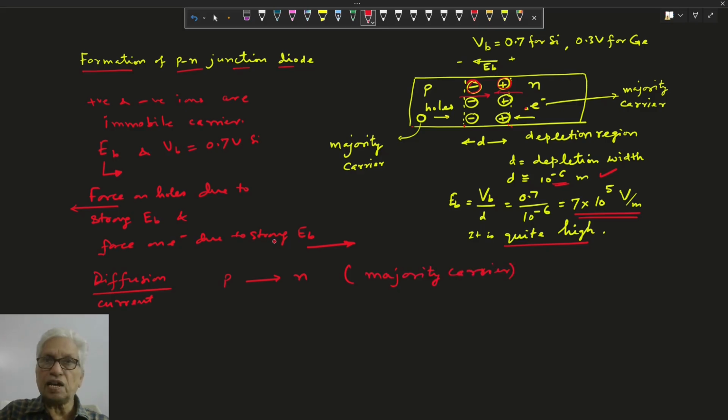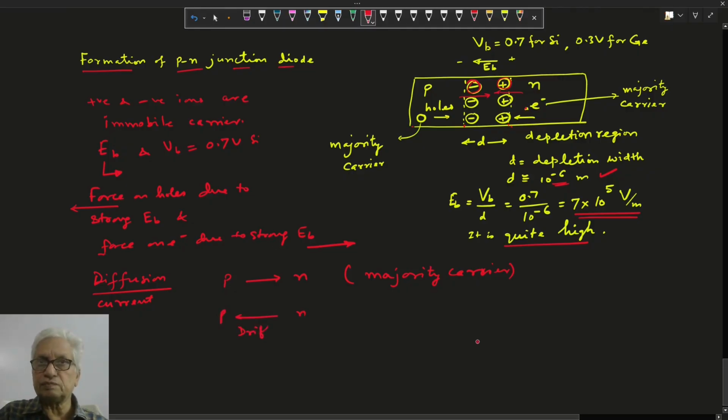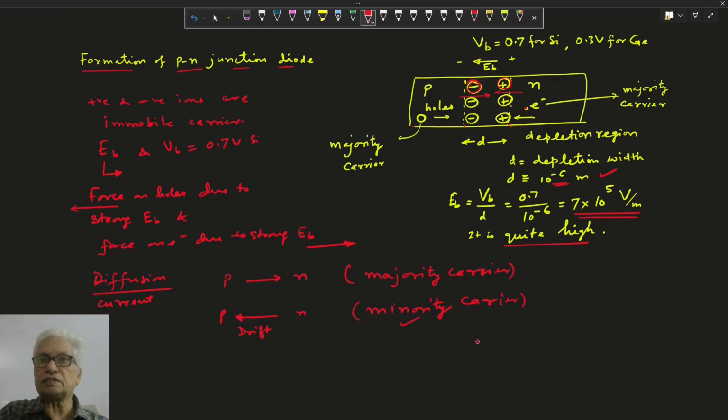Now from the N side to the P side, there is a new current, drift current. Because of the high electrical field, they are drifted. This is the minority carrier, because the minority carriers on the N side are holes and on the P side are electrons. Now holes are moving because of this electrical field in this direction, opposite, from the N side to the P side. It is called drift current.